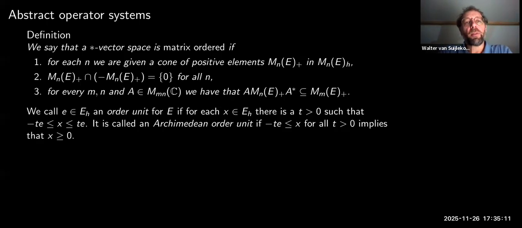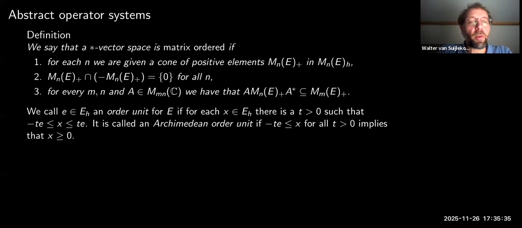The second ingredient for unital operator systems is that there is an order unit. That's what I already referred to. This order unit space is actually the definition of just the level n equal to 1 situation. So you have an order unit, which means that first of all, you can bound any Hermitian element between minus tE and tE.